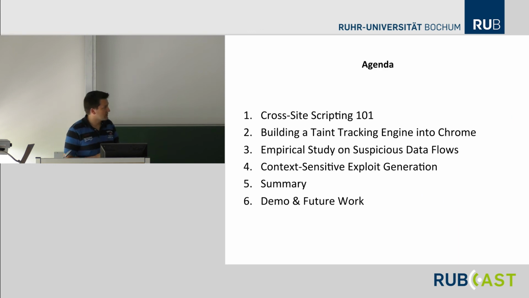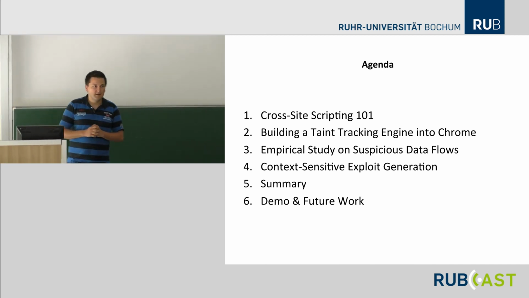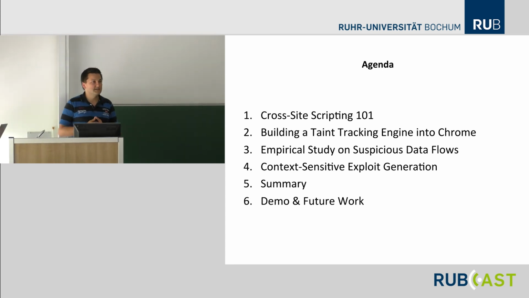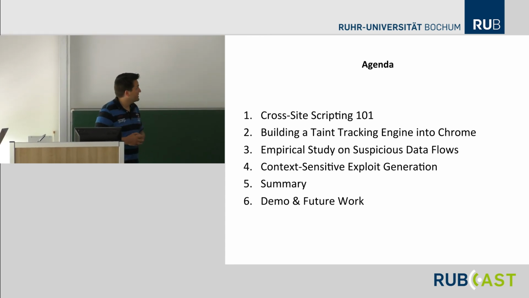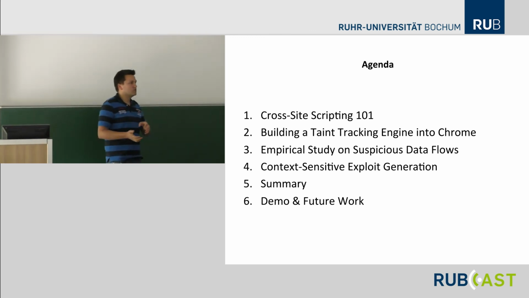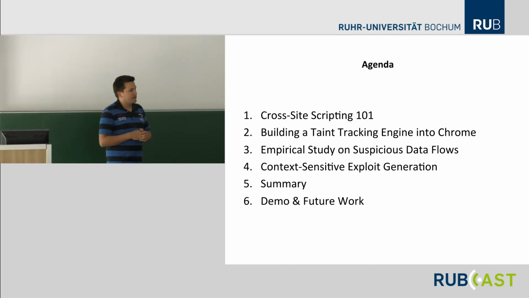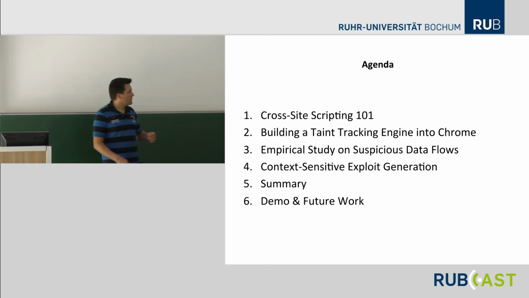Now let's start by looking at the agenda. In the beginning, I would first like to give a brief cross-site scripting 101. Nicolas already sent me your XSS slides, so I will probably go over that a bit faster. After that, I will present how our tool works. Our tool basically consists of two components: a taint tracking engine that we built into Chrome, and an exploit generator that generates cross-site scripting exploits. I will first show what a taint tracking engine is in general and how we implemented it. Then I will talk about the results of an empirical study that we did with that engine.